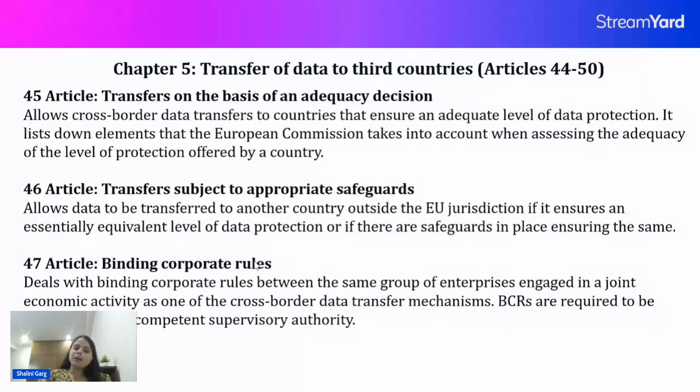Binding corporate rules are legally binding and enforceable internal rules and policies for data transfer within a multinational group of companies. They are only adopted by multinational companies, and work in a way similar to an internal code of conduct. They allow multinational companies to transfer personal data internationally within the same corporate group to countries that do not provide the adequate level of protection of personal data as required under the GDPR.